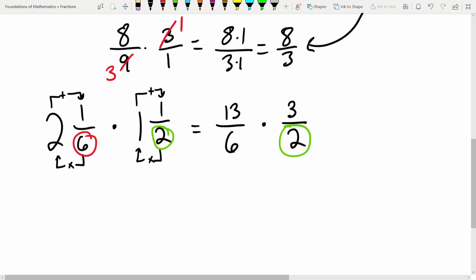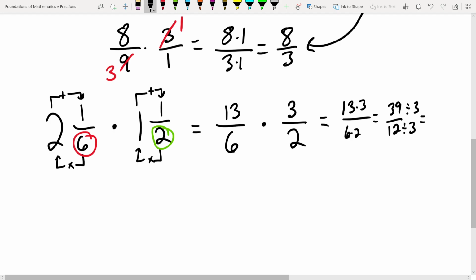Let me get rid of these circles just so I can read it easier. Now, we can do this one of two ways. We can multiply straight across: 13 times 3 over 6 times 2. That gives us 39 over 12. And of course, we can divide by 3, giving us 13 over 4.